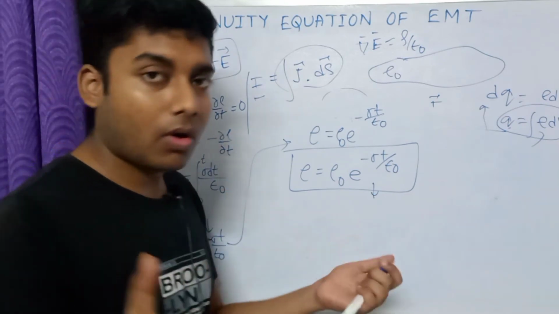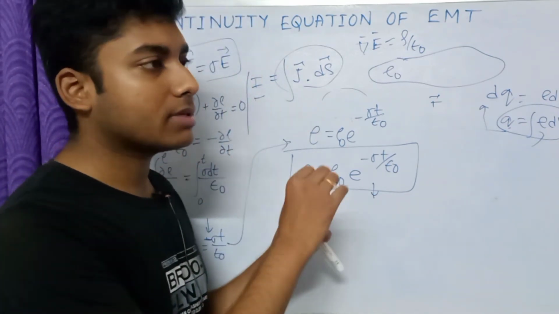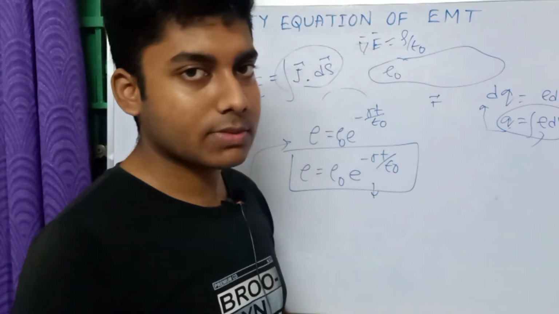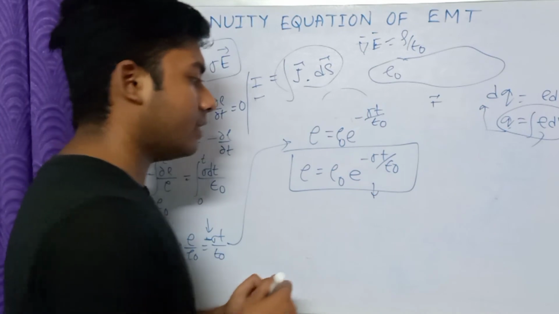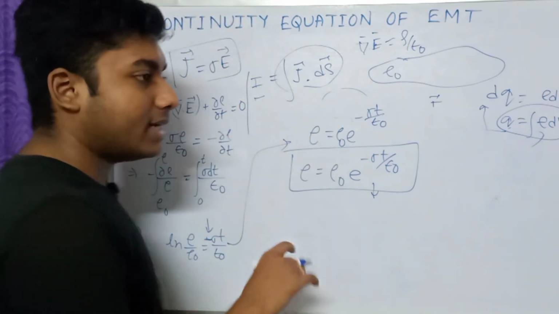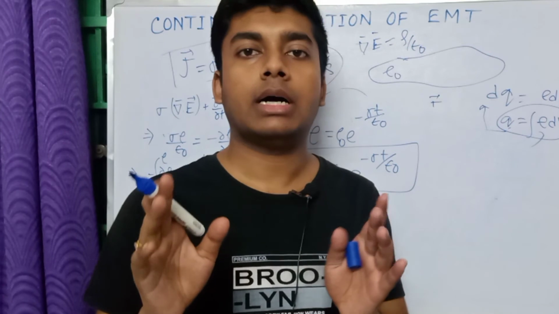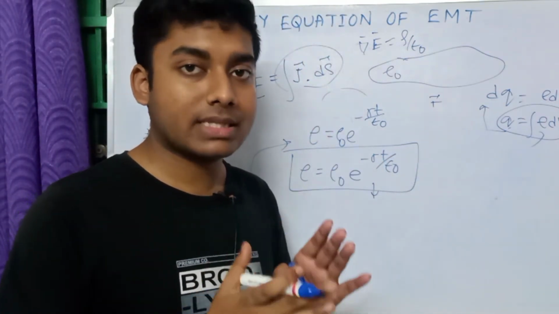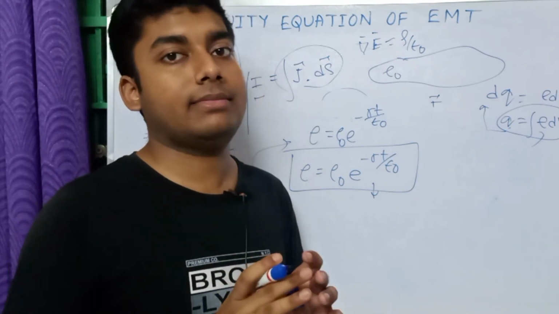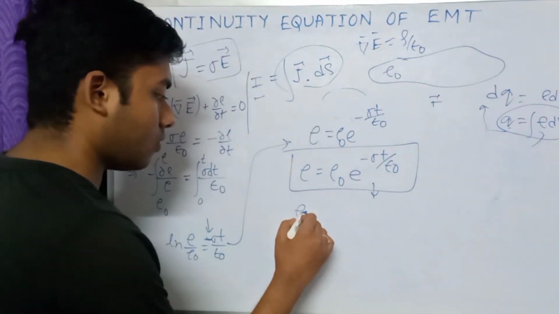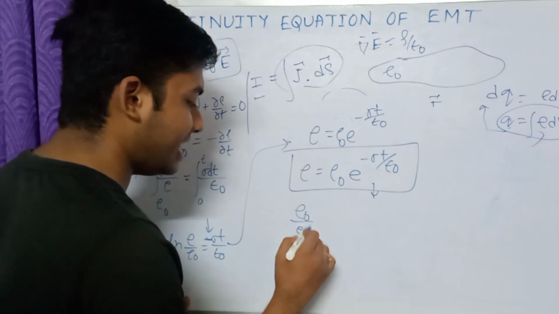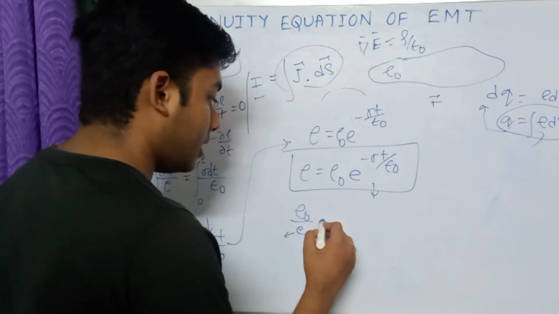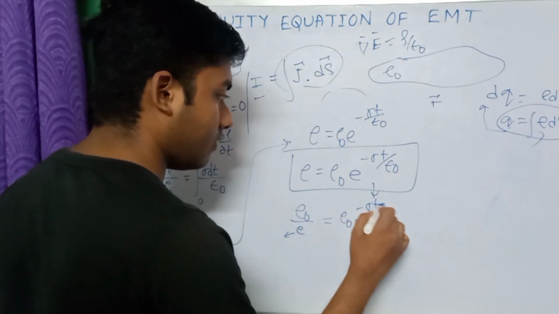The concept of relaxation time is the same here as in the case of modern physics, exponential decay. Everywhere the concept is the same: it is the time after which the charge density becomes 1 by e times the initial charge, that is when rho equals rho naught over e. So rho naught over e equals rho naught e to the power minus sigma t over epsilon naught.